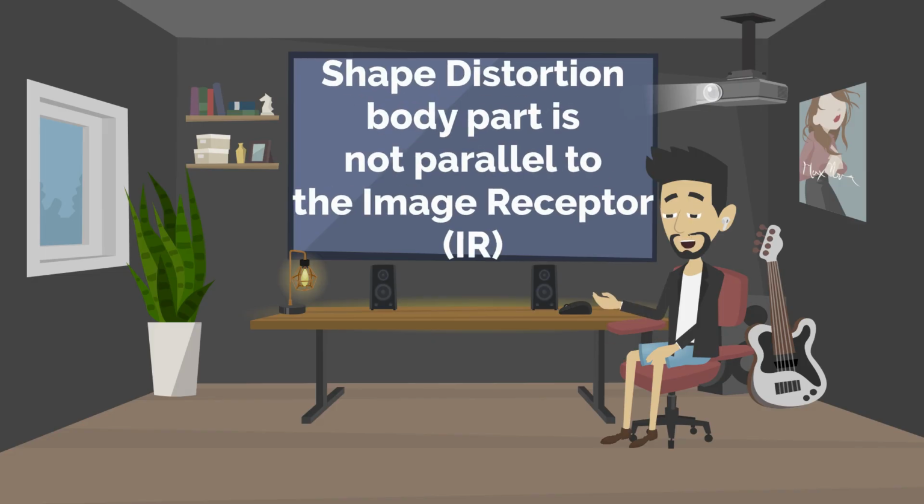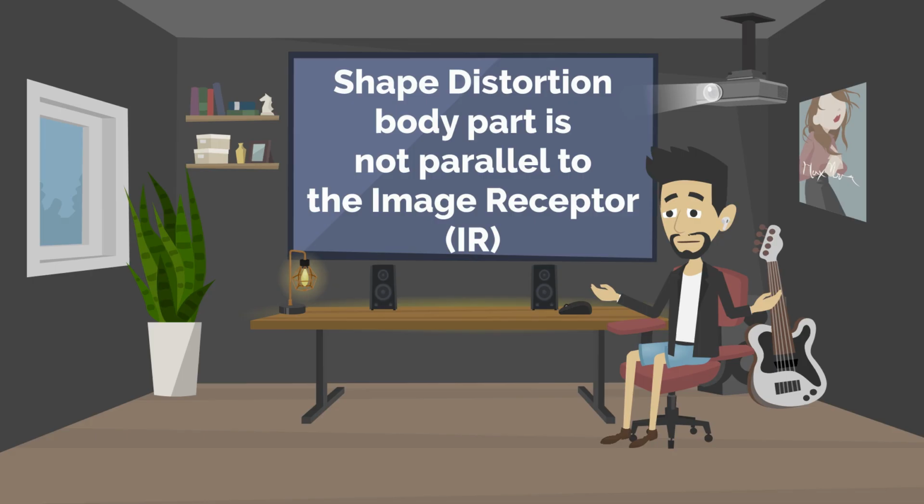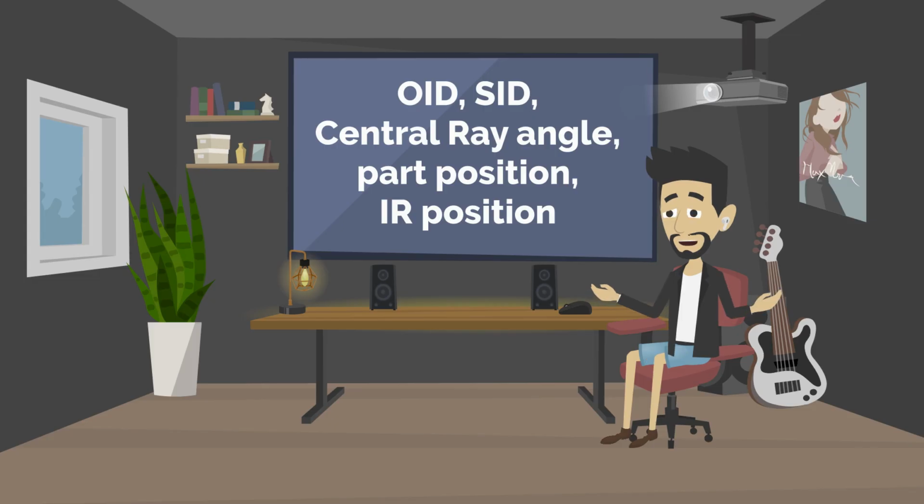Shape distortion occurs when the body part is not parallel to the IR or when the central ray is angled. This distorts the length or shape of the body part. Any angulation of the part in relation to the IR or angulation of the X-ray beam produces shape distortion.